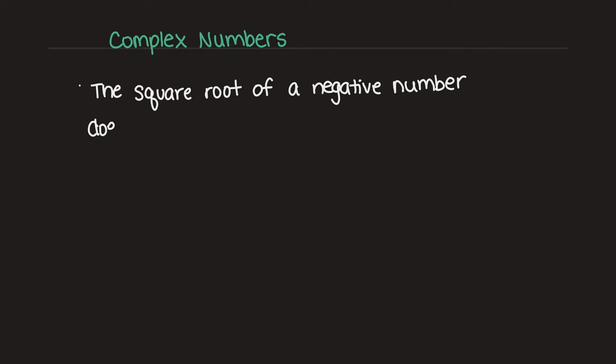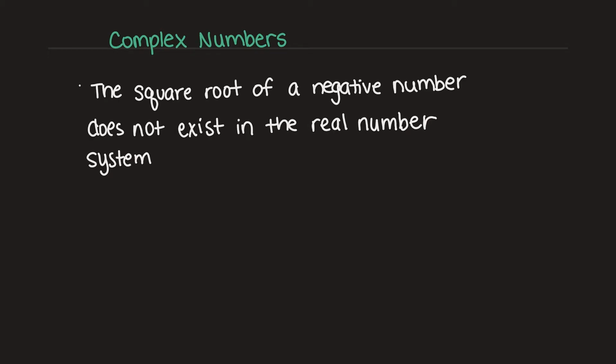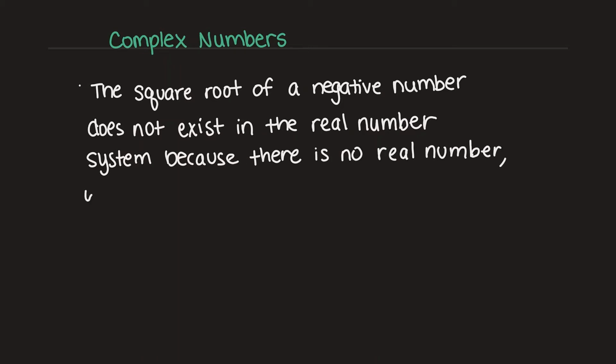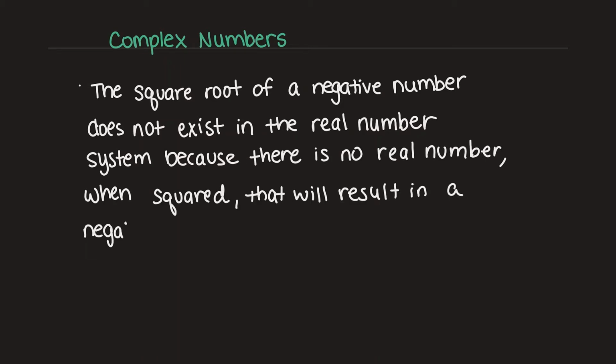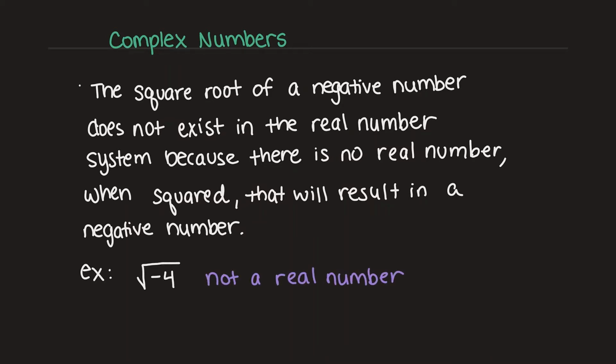In this video, we will be going over complex numbers. We have seen throughout the past videos that the square root of a negative number does not exist in the real number system because there is no real number that, when squared, will result in a negative number. For example, the square root of -4 is not a real number because there is no real number whose square equals -4.